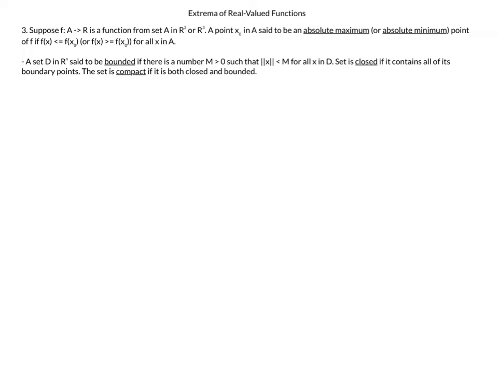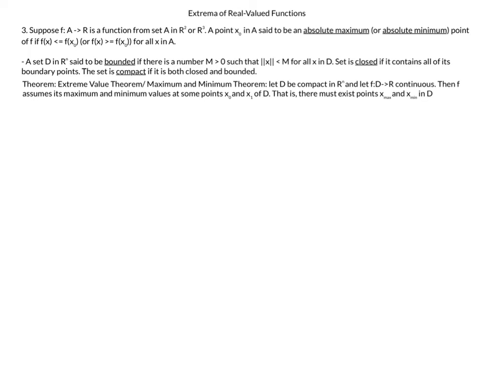We'll do some examples, and it's something that you would intuitively think of as bounded. These definitions are important because we have this theorem, the Extreme Value Theorem, also called the Max and Min Theorem. If D is compact, so it's both closed and bounded in Rn, and a function f is continuous from D to R, then f assumes its max and minimum values at some points x naught and x1 of D.